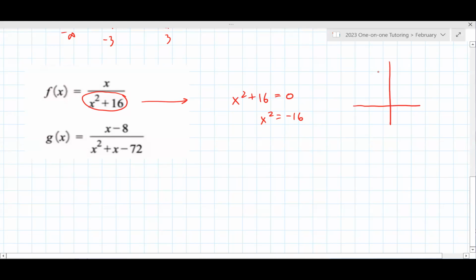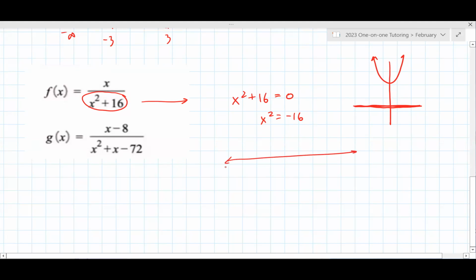And then graphically, x squared plus 16 looks like this. Does it ever cross the x-axis? No. So this never equals 0. The bottom never equals 0. And that's the whole point of what we're doing. We're trying to figure out where the bottom is 0, because that's the excluded value.